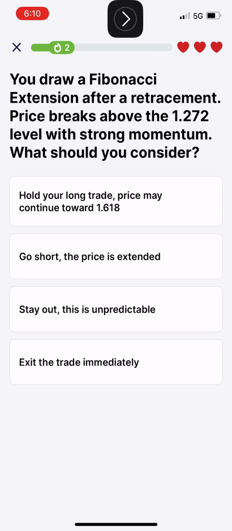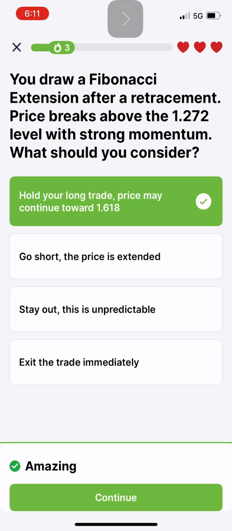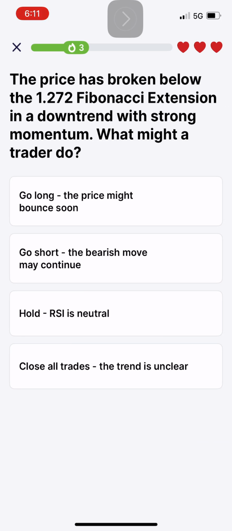Two. You draw a Fibonacci extension after a retracement. Price breaks above the 1.272 level with strong momentum. What should you consider? Hold your long trade. Price may continue toward 1.618. Go short, the price is extended. Stay out, this is unpredictable. Exit the trade immediately.